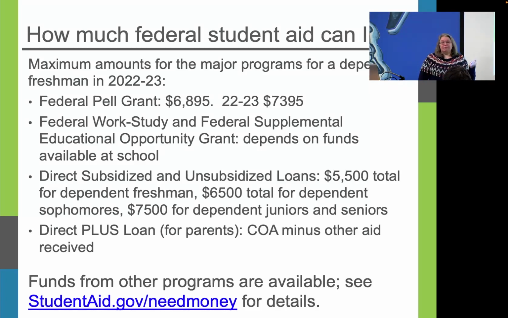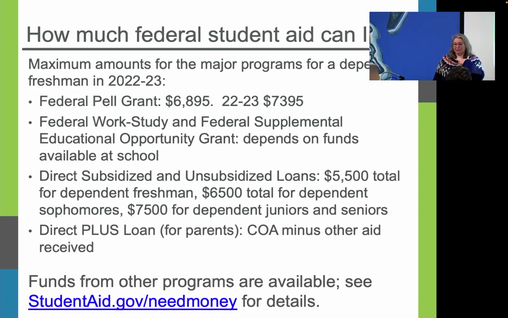So the subsidized loan is the better loan to get, and that is explained on the handout. Freshmen can get up to $5,500 if they're dependent. Sophomores, it's $6,500. And then for juniors and seniors, so if you're going on to a four-year, it's $7,500. If you are a dependent student and you need more loan money, this is especially for four-year schools, but we do have some students who get PLUS loans here. This is a loan that's in the parent's name.